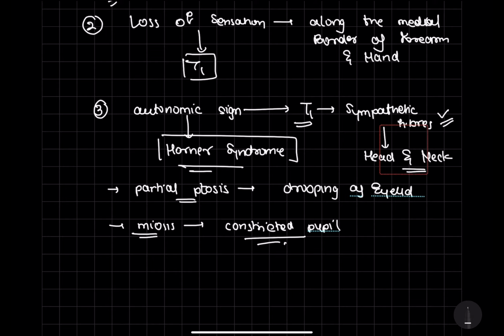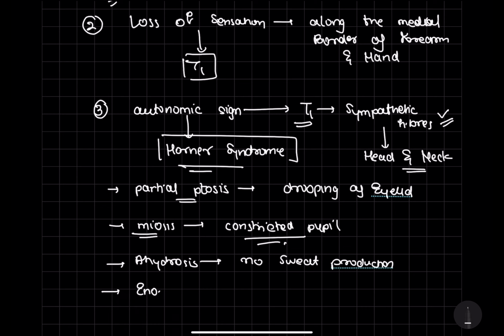Third, there will be anhidrosis. What is anhidrosis? There will be no sweat production. Why? Because the sympathetic fibers that were supplying your glands are damaged. And lastly there would be enophthalmos. What is enophthalmos? That is a sunken eyeball. This means that your eyeball has gone back into its orbit.